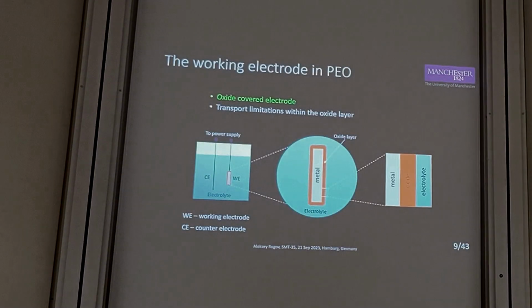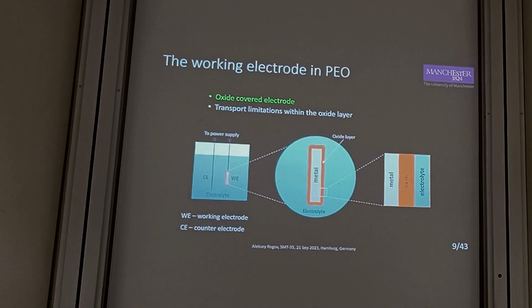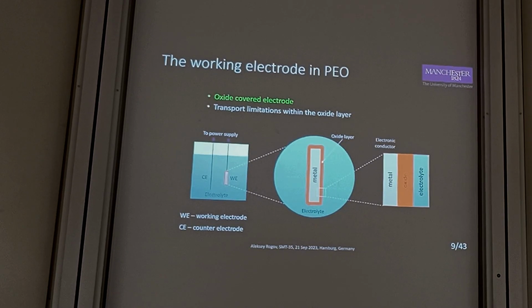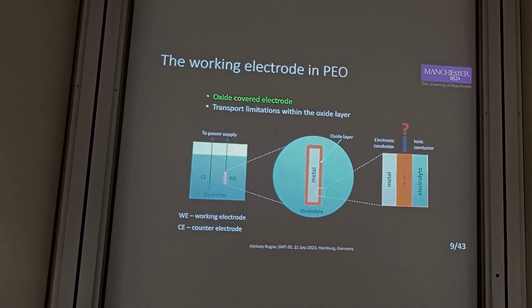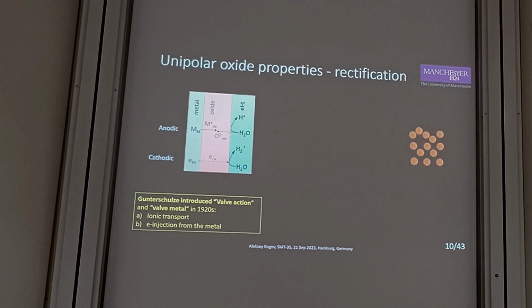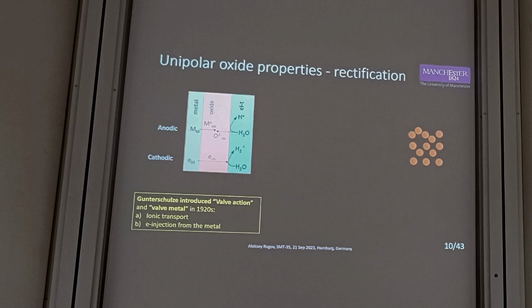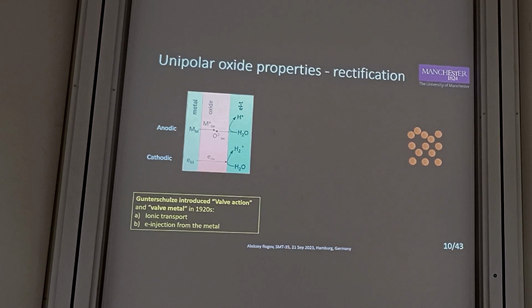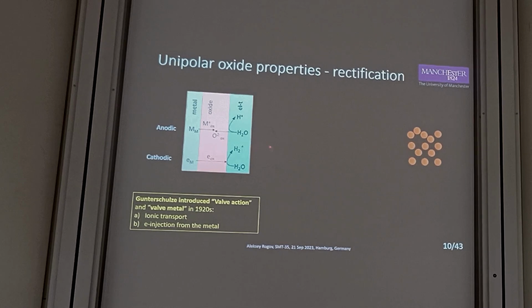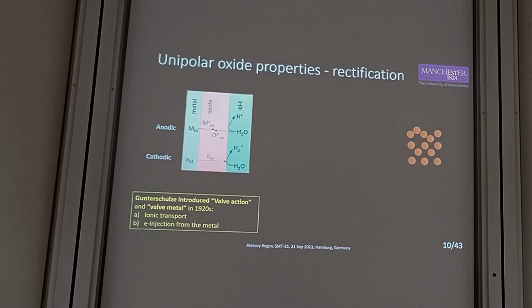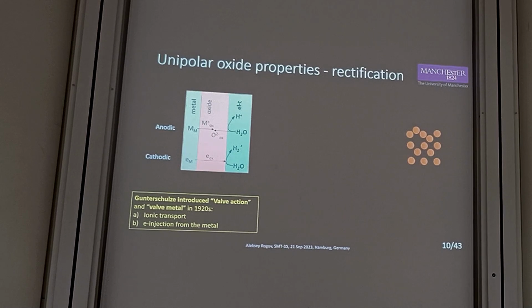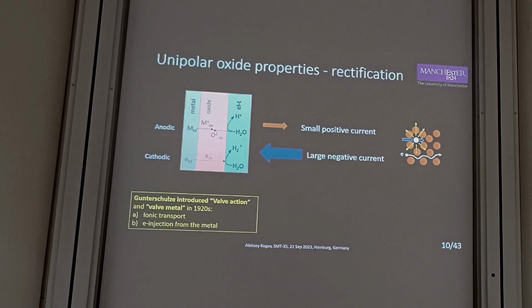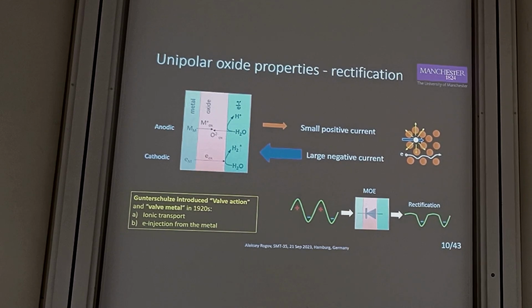So what is the working electrode in plasma-electrolytic oxidation? It's a metal covered with oxide and immersed in a suitable electrolyte. As a result, we have two conductors, an electronic conductor and an ionic conductor, separated by a layer of oxide. For valve metals, a term introduced by Günther Schulze in the 1920s, there is a characteristic combination of properties for such metal-oxide-electrolyte systems. The anodic current happens via ionic migration through the film, which provides the growth of the film. However, cathodic current happens via electron injection from the metal to the oxide and the corresponding cathodic reaction. So as a result, we usually have a much larger negative current than positive one. And if we apply alternating current to such a system, we will have a rectification.